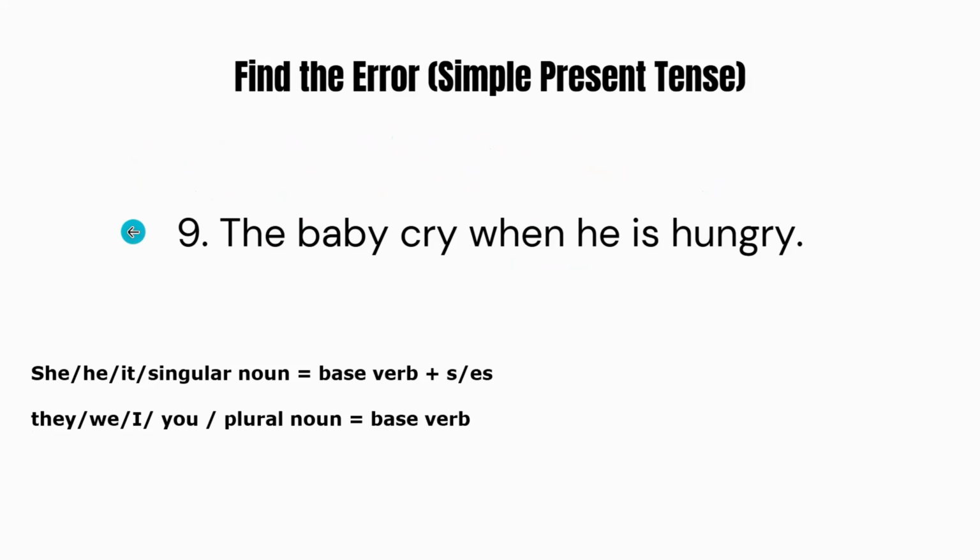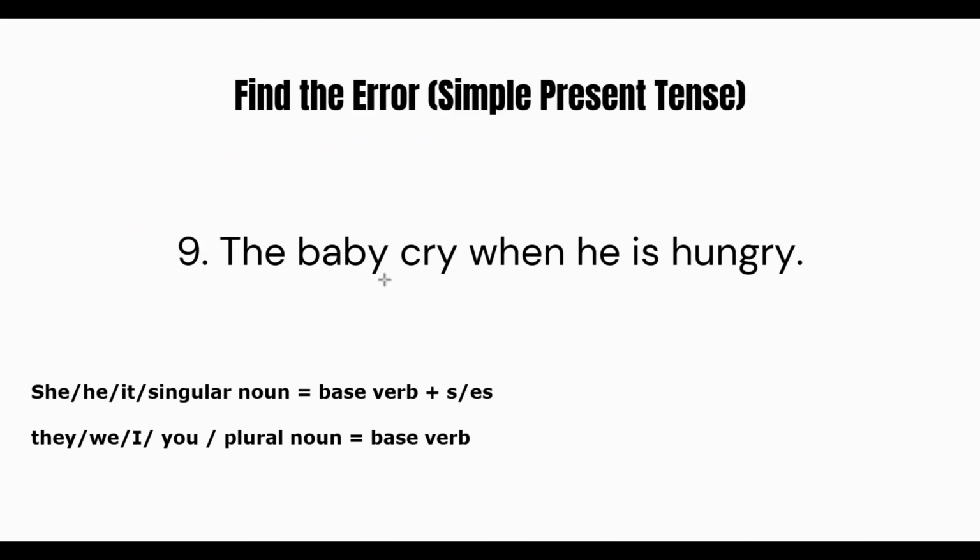Number 9, the baby cry when he is hungry. And again, baby is a singular noun. So we have to change this to cries. So because cry ends with a letter Y, we would have to say cries. So add I and then the ES. So the baby cries when he is hungry.